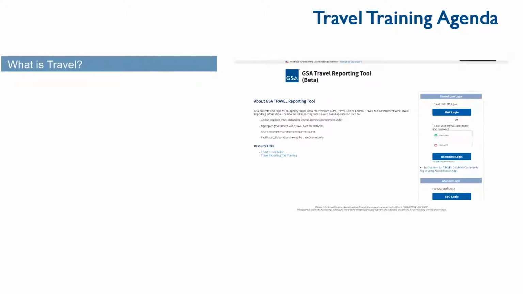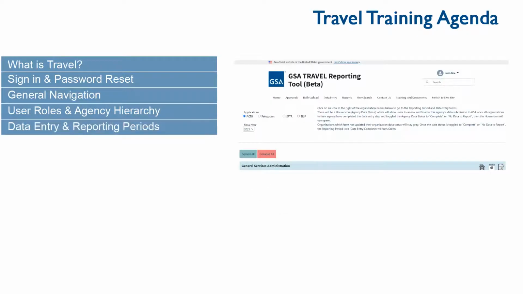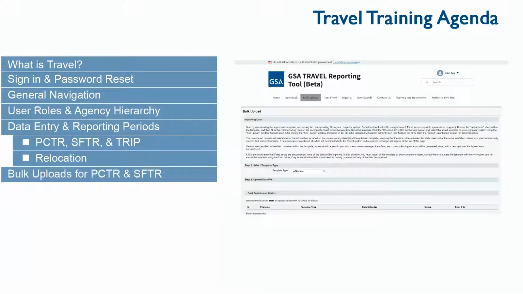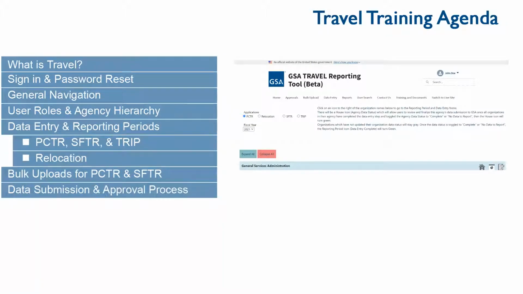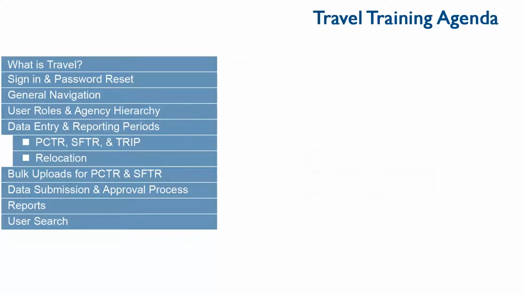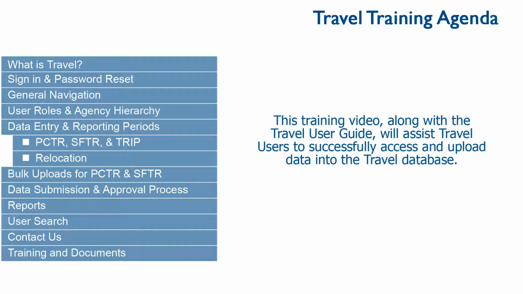In this video, we will be covering what is the travel reporting tool, how to sign in and reset your password, general navigation, roles and hierarchy, data entry and reporting periods with subchapters for PCTR, SFTR, and TRIP, and another for relocation, bulk upload for PCTR and SFTR, data submission and approval process, reports, user search, how to contact us, and training and documents. This training video, along with the travel user guide, will assist travel users to successfully access and upload data into the travel database.